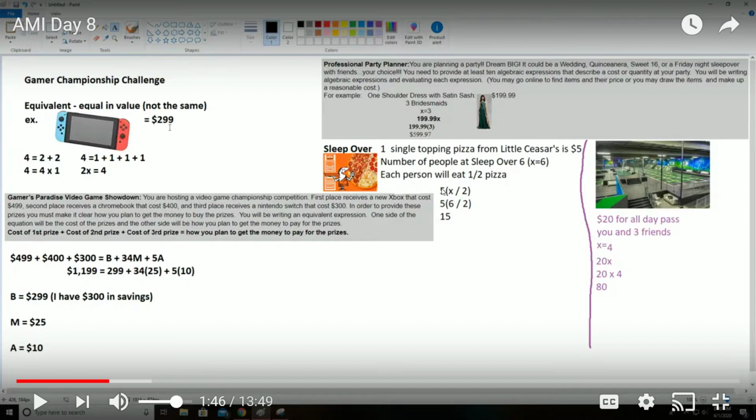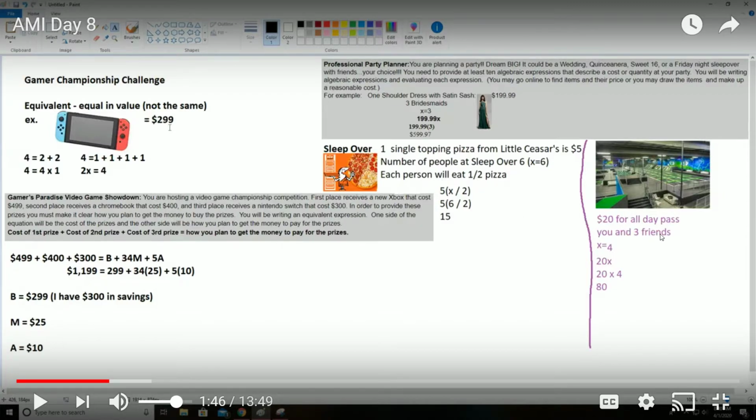So what I said was I used my variable x and I put it right there. And I said x divided by 2, because that's going to give me half of the number of pizzas that I need. The reason I'm multiplying by 5 on the outside is because that's how much each pizza costs at Little Caesars. If you did Papa John's, each pizza might be $10 or $15.